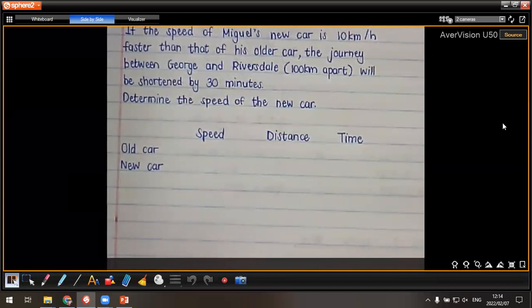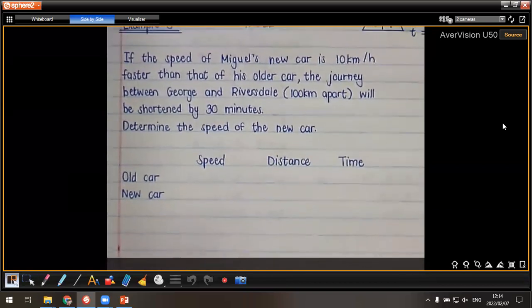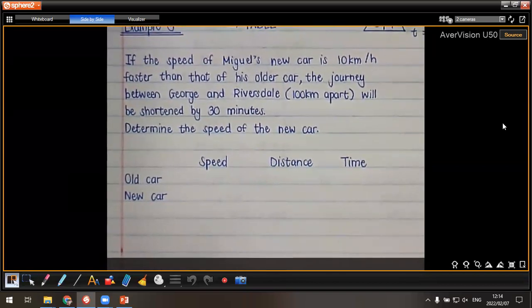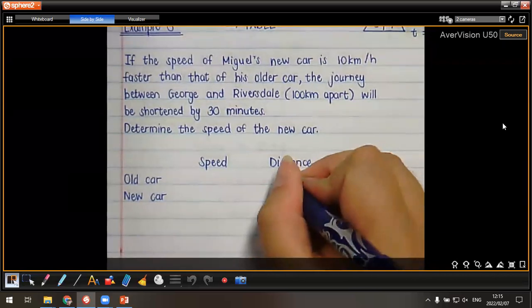Okay. So what are they saying here? If the speed of Miguel's new car is 10 kilometers per hour faster than that of his older car, the journey between George and Riversdale, which is 100 kilometers apart, will be shortened by 30 minutes. So they're comparing how long it takes the old car to drive 100 kilometers with how long it takes the new car to drive 100 kilometers. So do we agree that the distance is the same? Right? I'm going from George to Riversdale, it's 100 kilometers. Whether you're driving with the old car or the new car. So we can fill this one in.